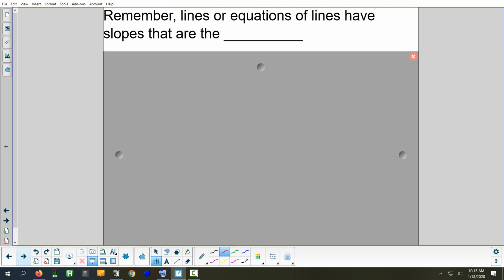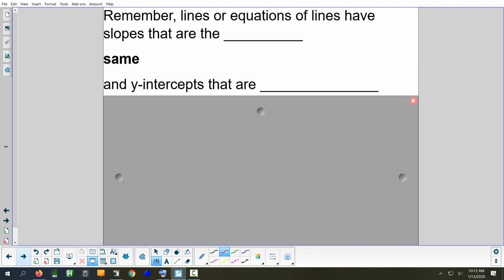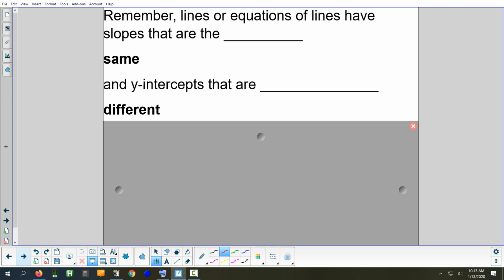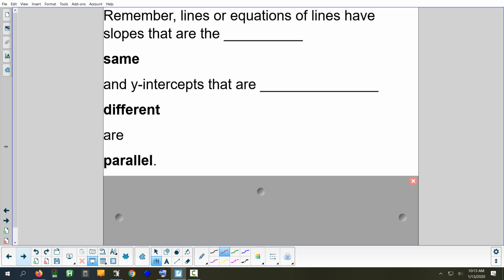Okay, so on the back of your guided notes it says, remember, lines are equations that have slopes that are, when we're talking about parallel lines, the slopes are what? The slopes are the same, but what about the y-intercepts? Different. They have to be different. If they have the same slope and same intercept, it's the same line. Same slope, different y-intercept means, what did we just say? Parallel, yes. So in those 3 blanks, same, different, parallel.